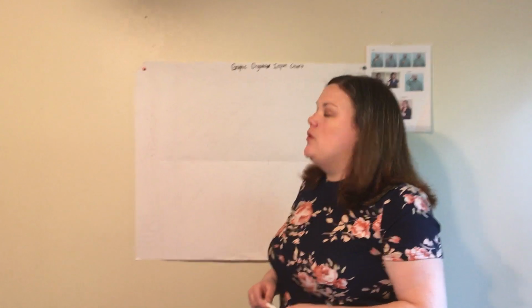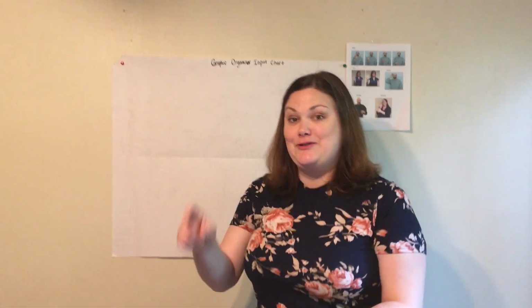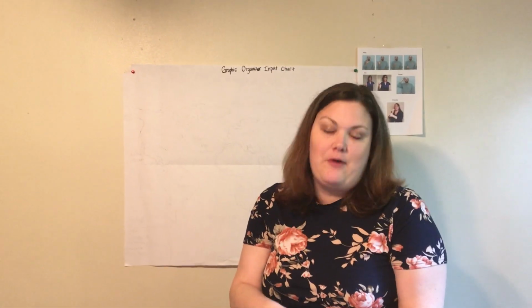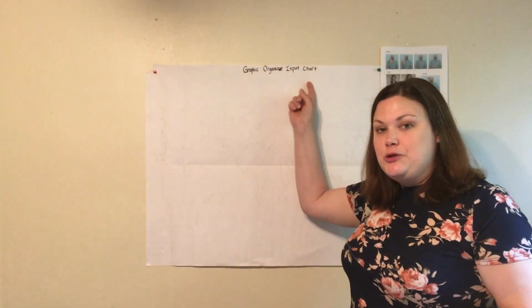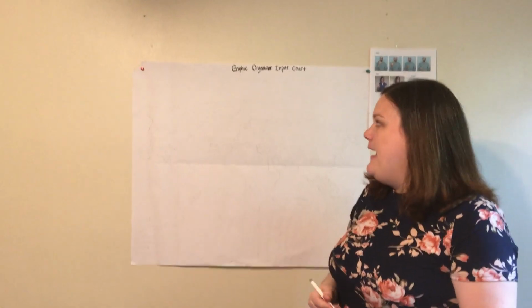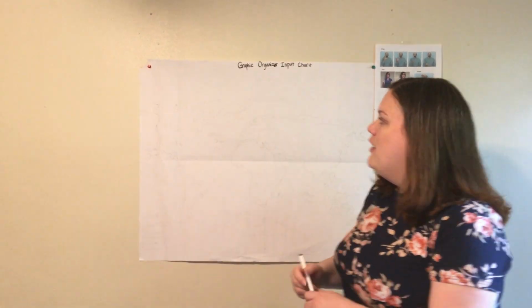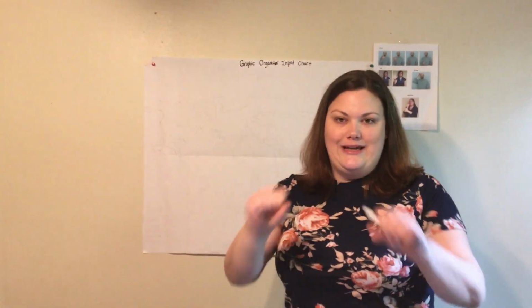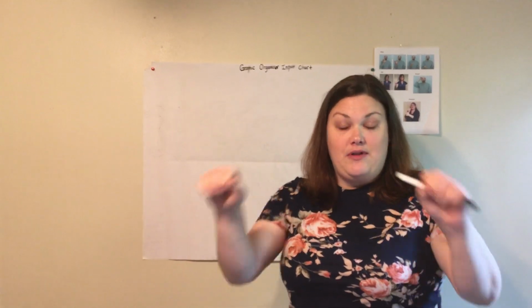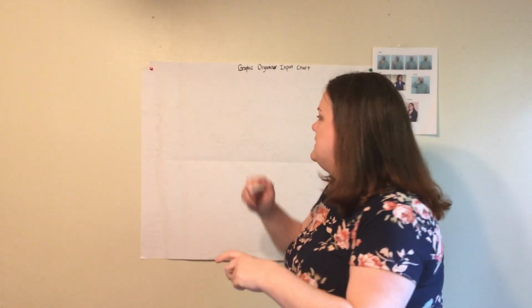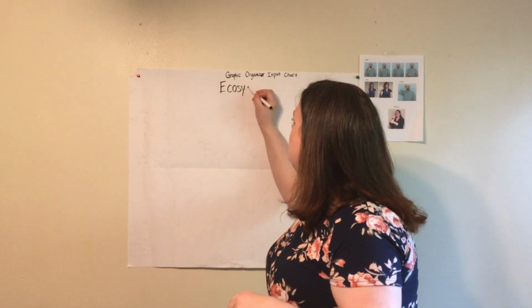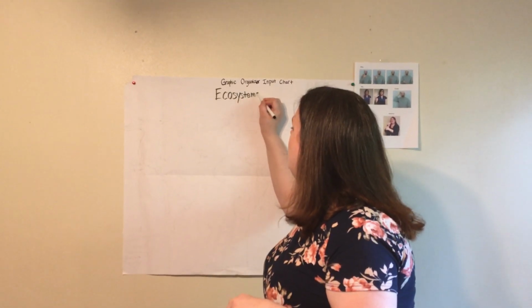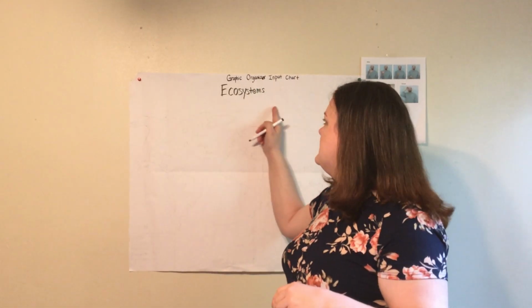So today we're going to be doing the graphic organizer input chart. Say and do that with me. Input chart. Read it with me. Input chart. So today on the graphic organizer input chart, we're going to talk about something called ecosystems. Say and do that with me. Ecosystems. Then we're going to read it together. Read it with me. Ecosystems.